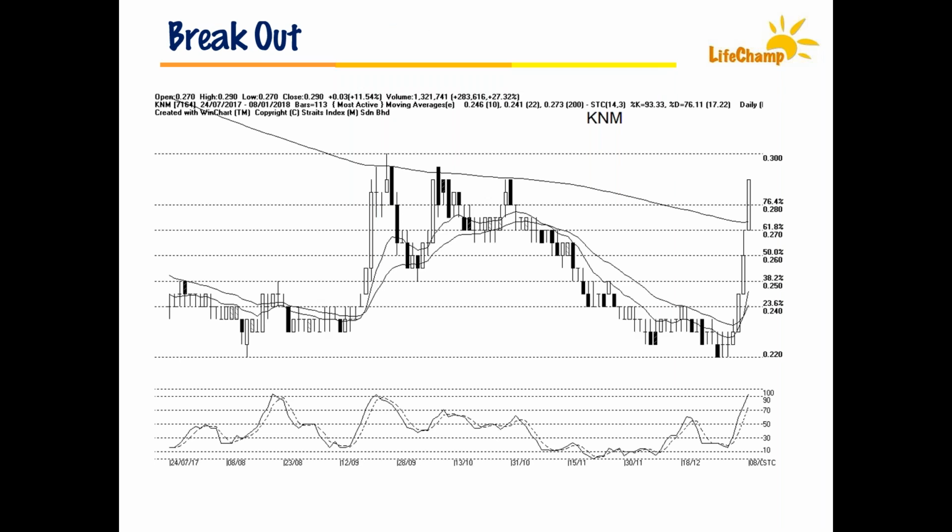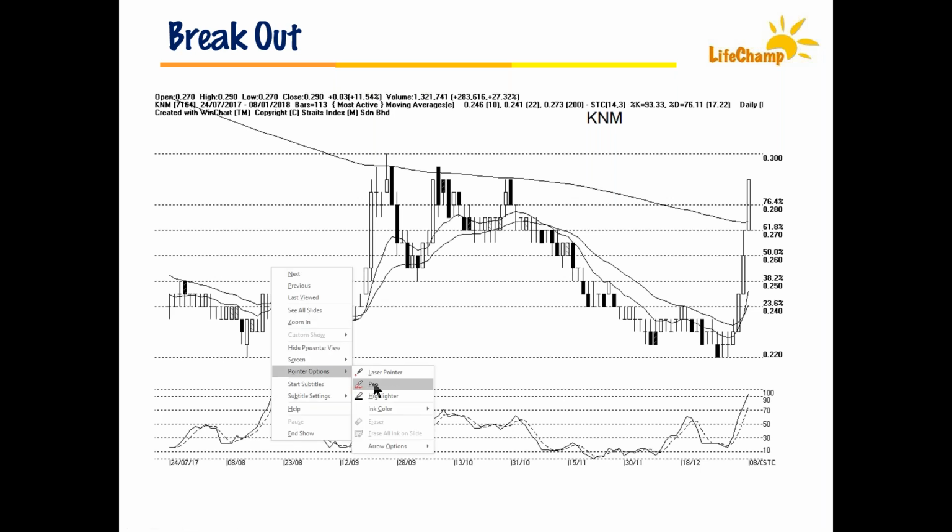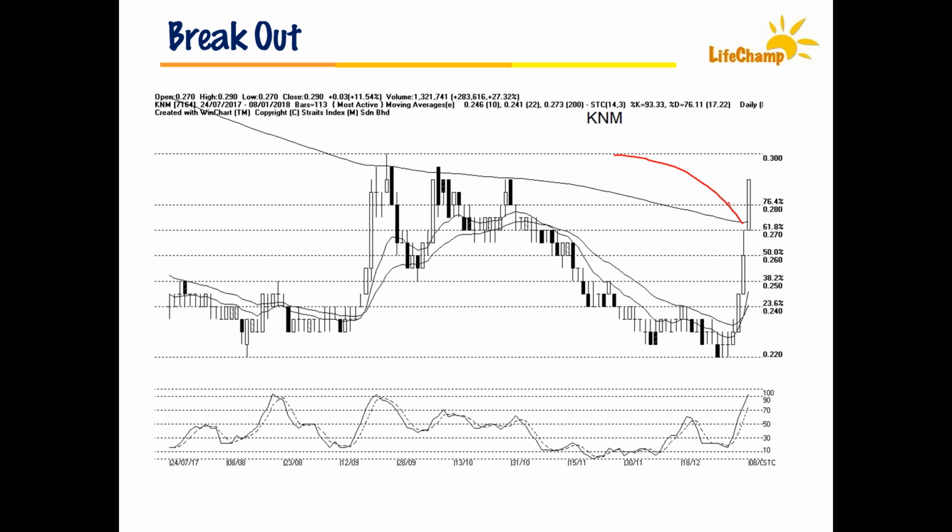Let's say, for example, this is a classic breakout, which you can see over here. The price breaks out above the 200-day moving average. Usually this signifies a buy signal from a long-term point of view. The price is testing and breaking the resistance, so usually the price will go higher at this point.